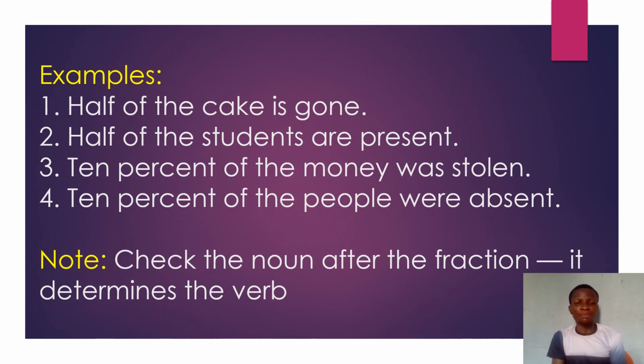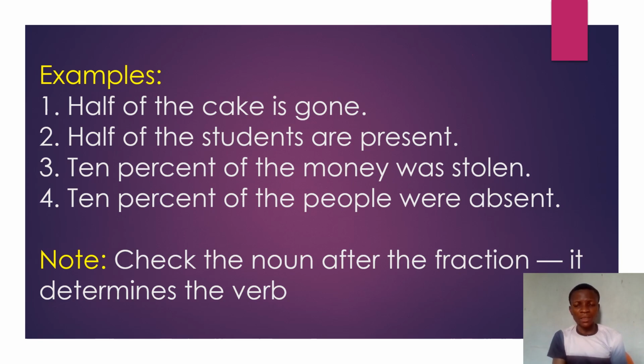And then you can say, 10% of the people were present. The real subject is people, which is plural, so it attracts were: 10% of the people were present. So these are the major rules of Concord.